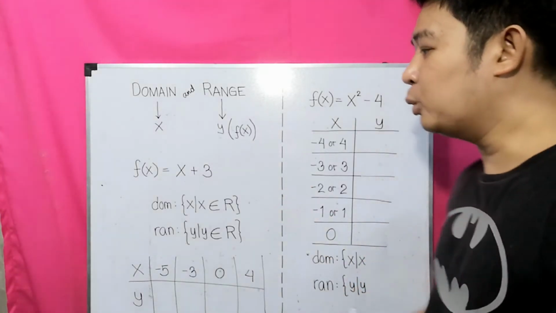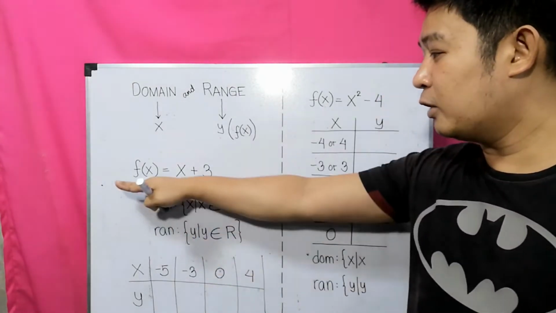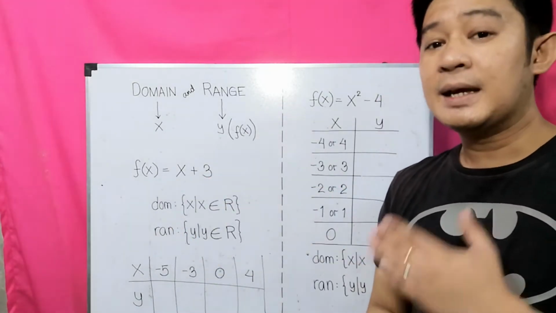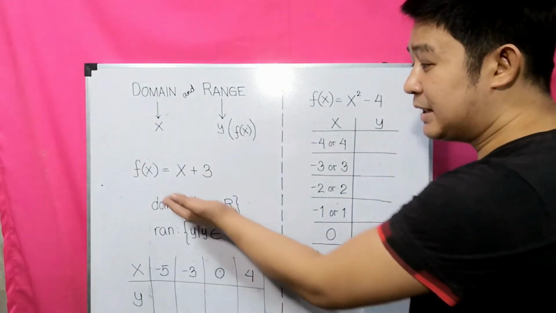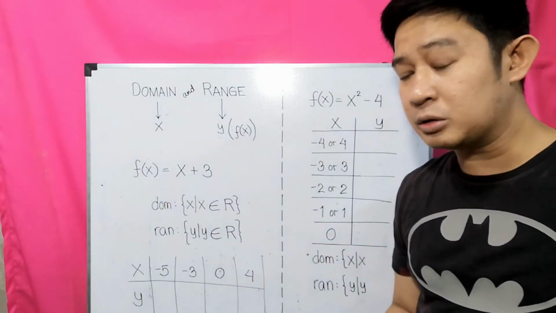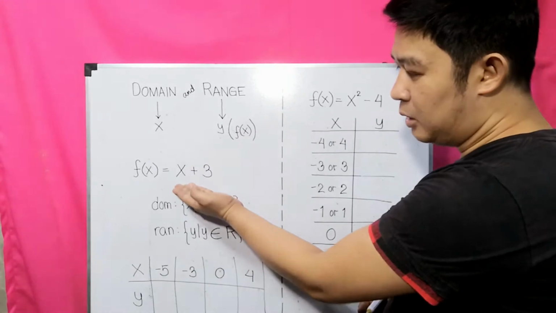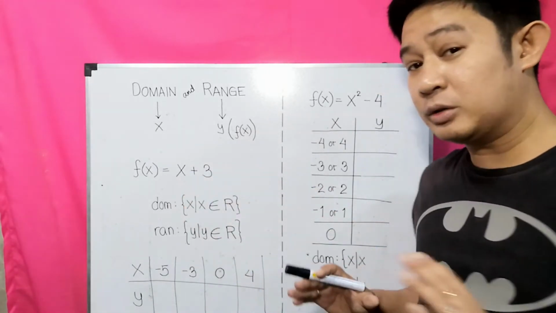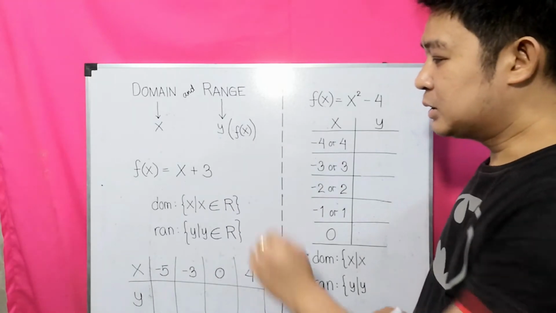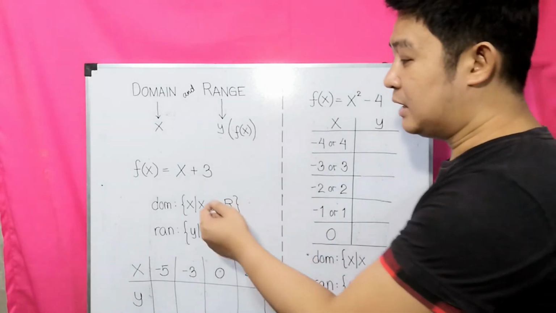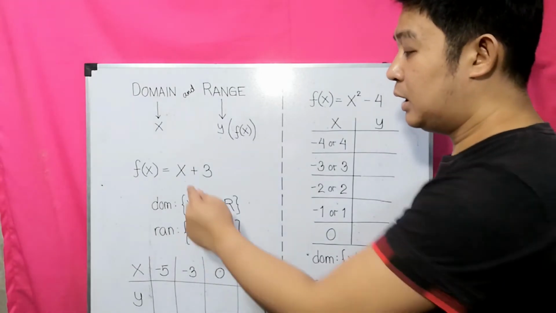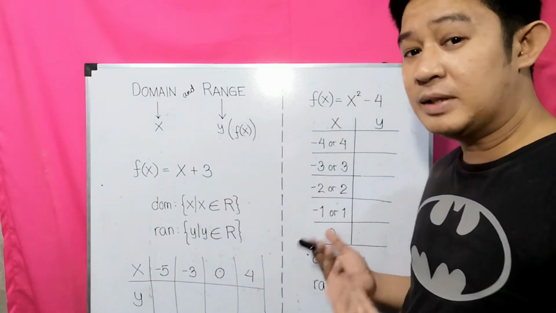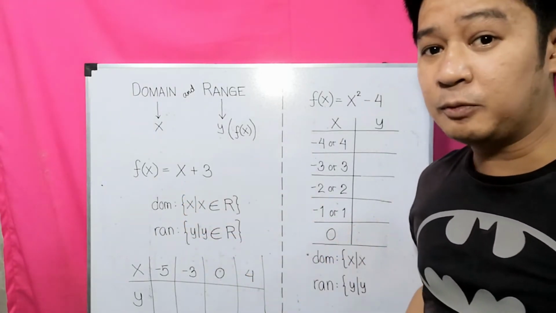So for example, we have here a function f of x equals x plus 3. So this is an example of a linear function. As you can see here, we can actually assign any value for x without any restrictions. So let's say you assign a negative value, a positive number, or even 0, there is no problem for x.